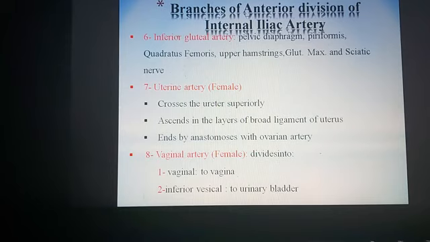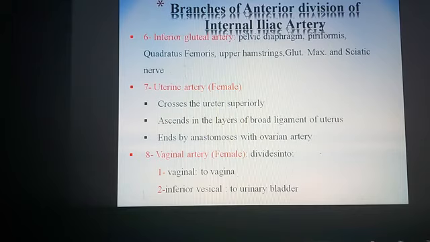The sixth branch is the inferior gluteal artery, which supplies the pelvic diaphragm, piriformis, quadratus femoris, upper hamstrings, gluteus maximus and sciatic nerve.